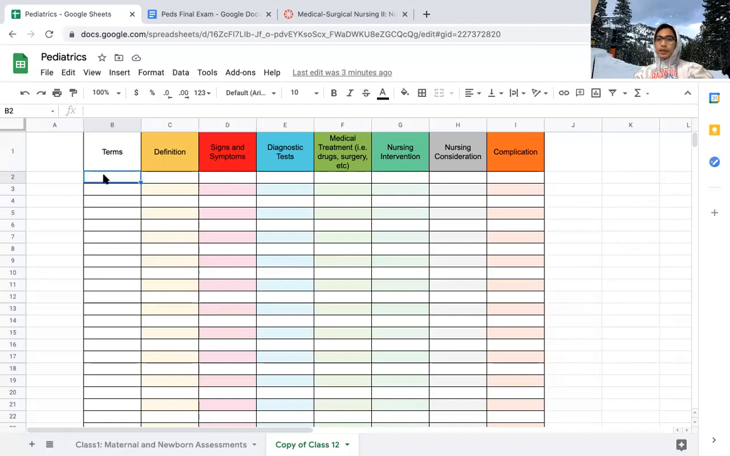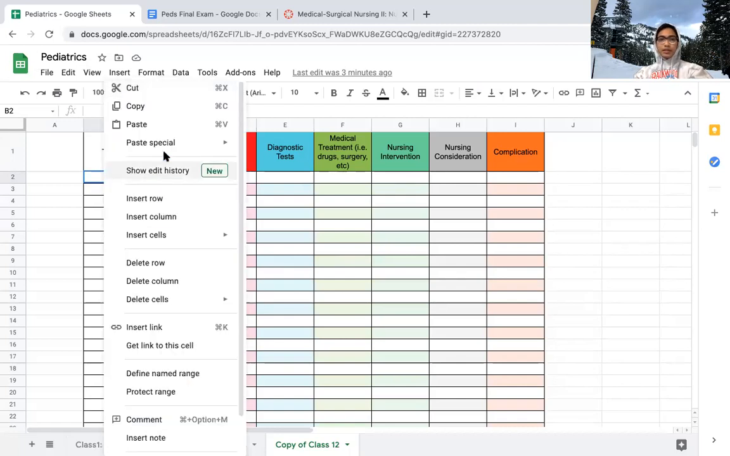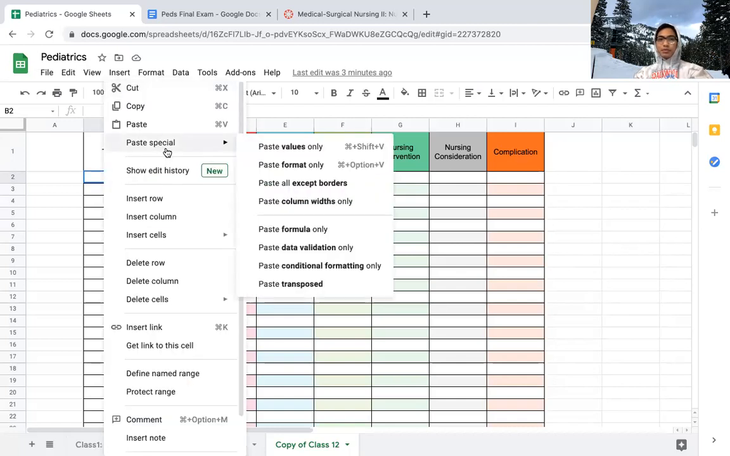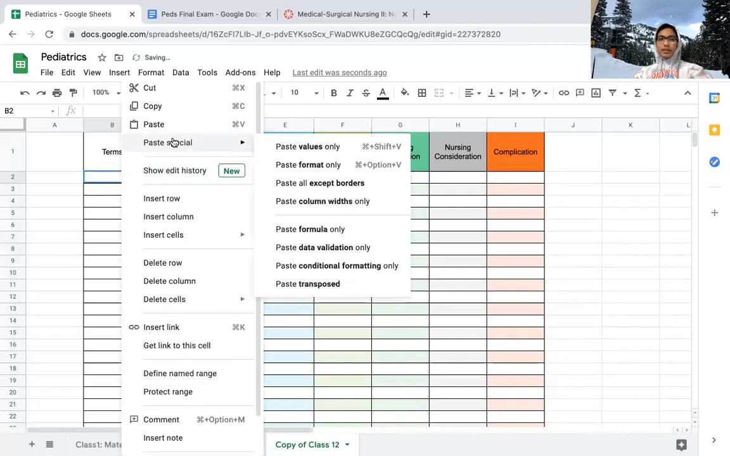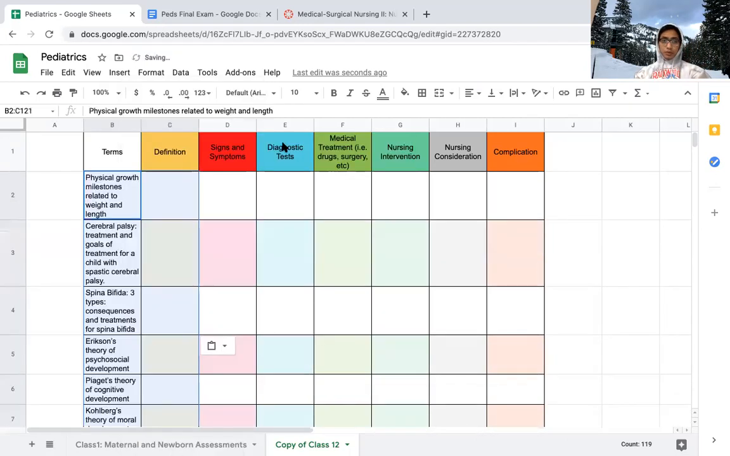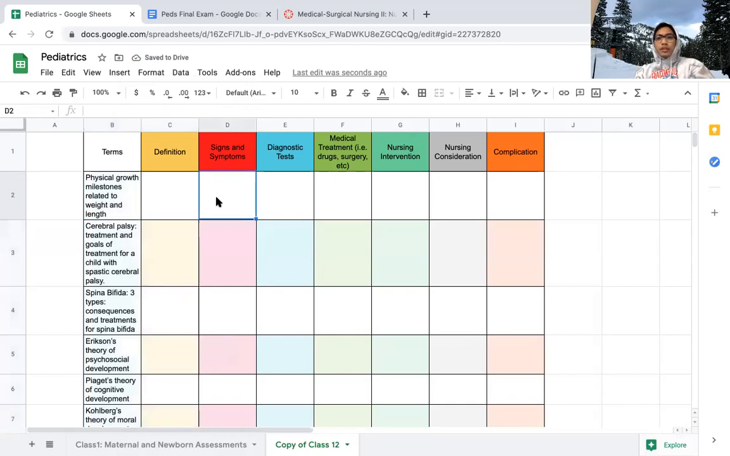I will then paste it, and when you paste it, sometimes it gets wacky. So right click, press paste special, and then do paste format only. That way, oh, my bad, not format only. Paste values only. Values only. And there we go.